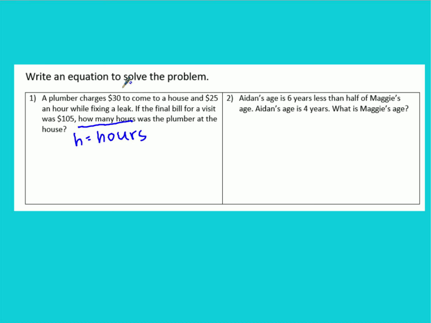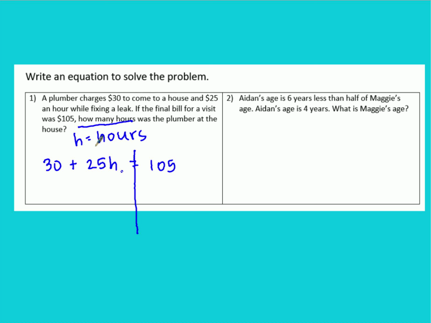So if we reread this, it says the plumber is going to charge $30 and then $25 an hour. So just for the plumber to get to your house, he's going to charge you $30. And then for however many hours he spends there, each of those hours costs you $25. So I'm going to write that as $30 one-time fee plus the $25 per hour. That's 25 times the number of hours he's there. Now this family in this example had to pay $105 total. So I'm going to set that equal to 105. So here's my equation. Now I just have to solve for h to answer the question here.